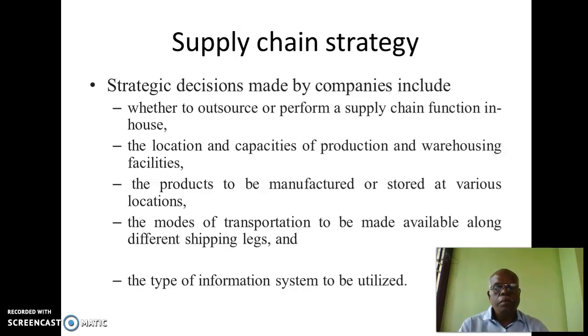The last one is the type of information to be utilized. What type of information are you going to use for a particular supply chain management system, and how is it going to help in improving the process in total.